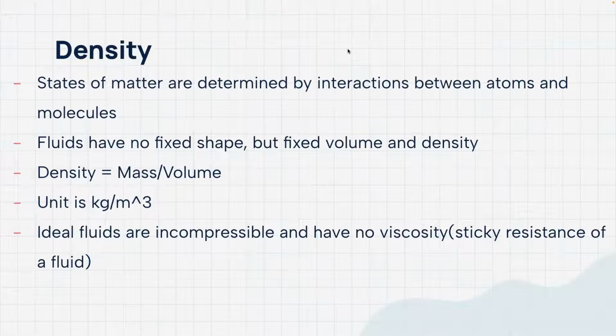So first we need to define a few things. What is density? States of matter are determined by interactions between atoms and molecules. Fluids have no fixed shape, but they have a fixed volume and a fixed density. And density just refers to the mass over the volume. So therefore, the unit of density is kilograms per meter cubed. And we assume ideal fluids are incompressible and have no viscosity, which is the sticky resistance of a fluid. And in fluids, we assume that we work with ideal fluids.